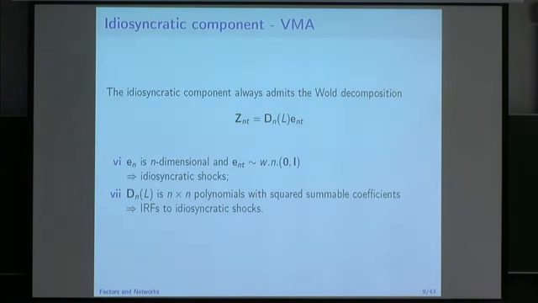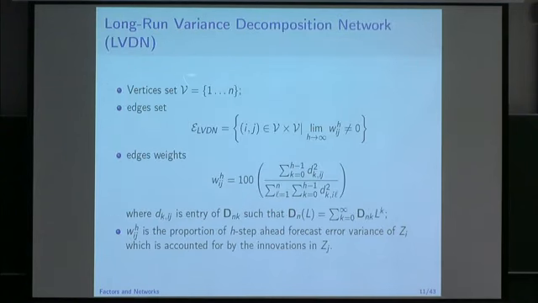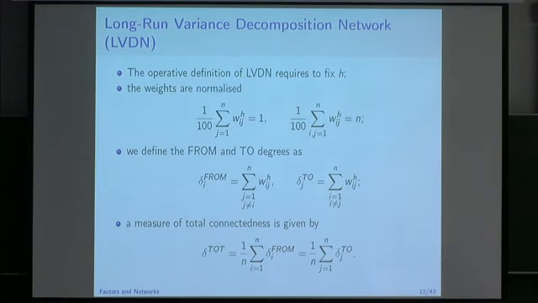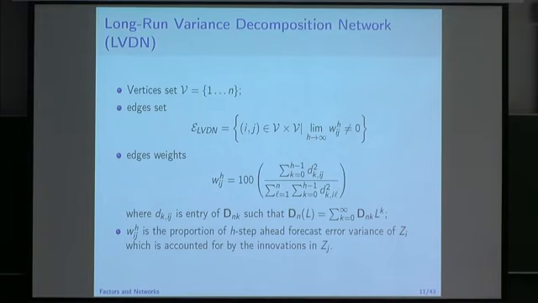Given this D, the network is defined as follows. We have n vertices, which are the n time series, and this is the edge set, which is based on this weight, which contains the sum of the squared entries of that matrix. That matrix is a polynomial matrix, so it has different lags, and this h is telling us how far into the past we are going. They decrease as h increases because they have to be summable.